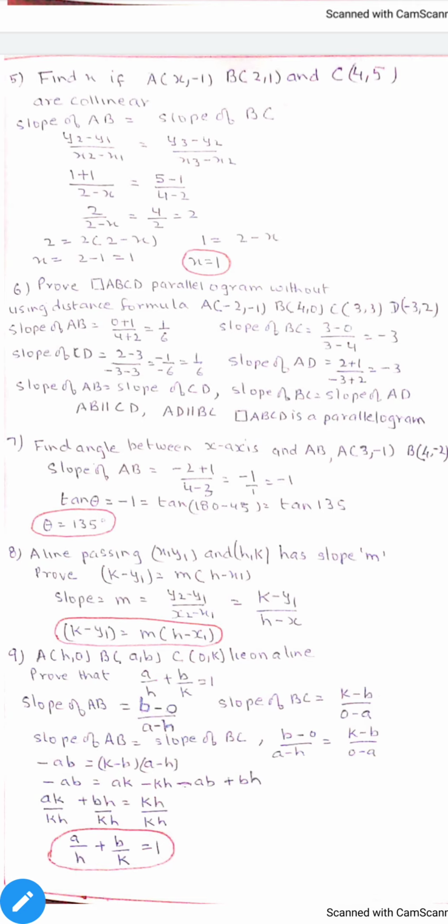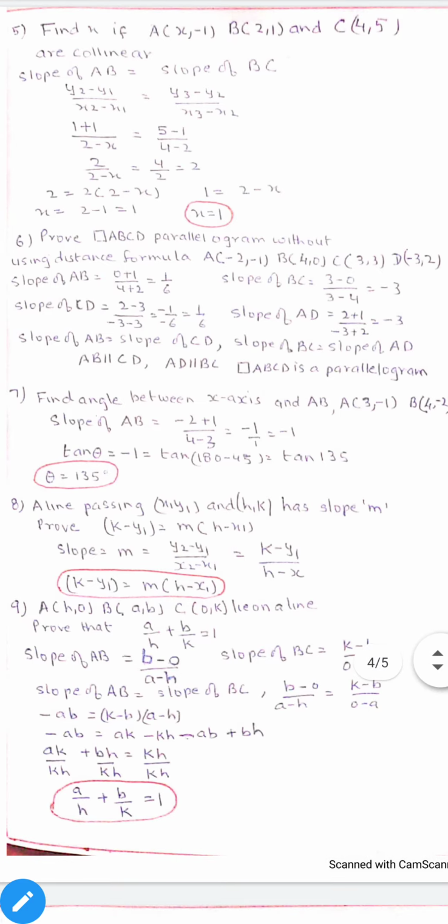A line passing through (x1, y1) and (h, k) has slope m. We have to prove k minus y1 is equal to m times h minus x1. Using the formula of slope y2 minus y1 upon x2 minus x1 is equal to m, we get the solution of this question in just one line. m is equal to k minus y1 upon h minus x1. We cross multiply and get the answer straight away.